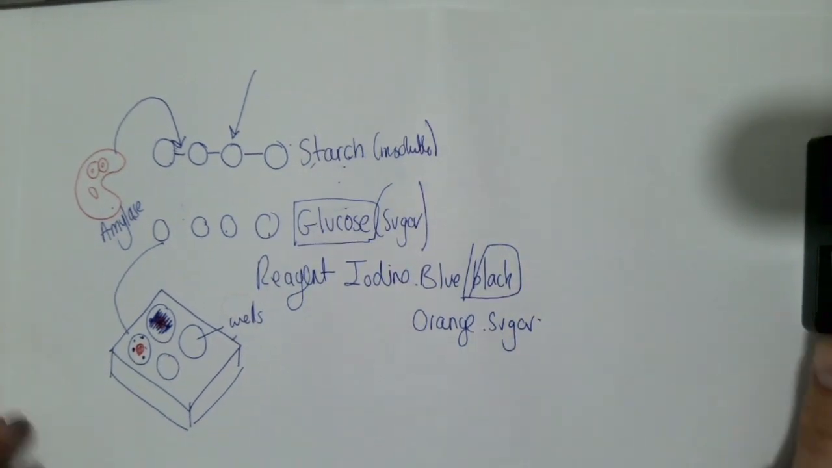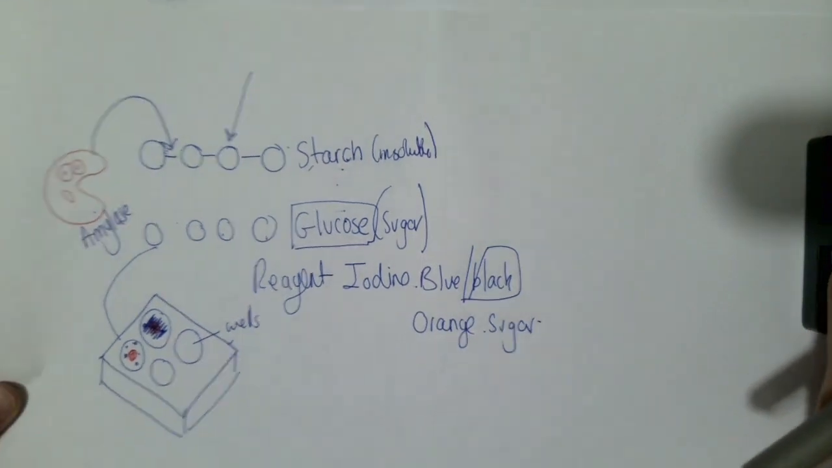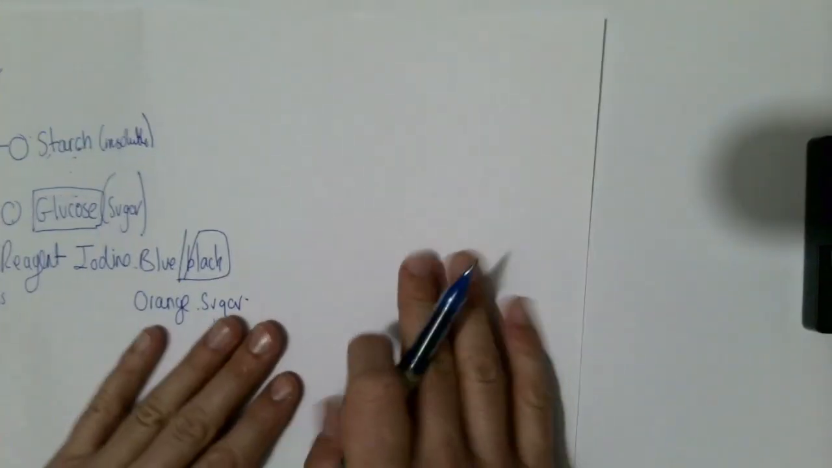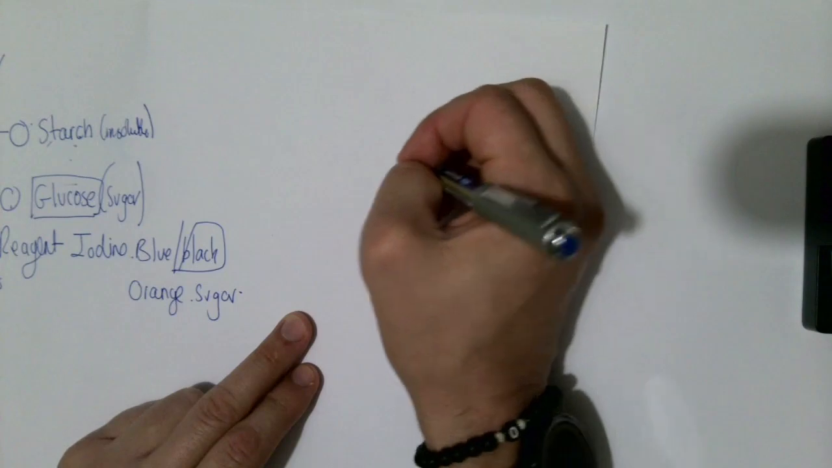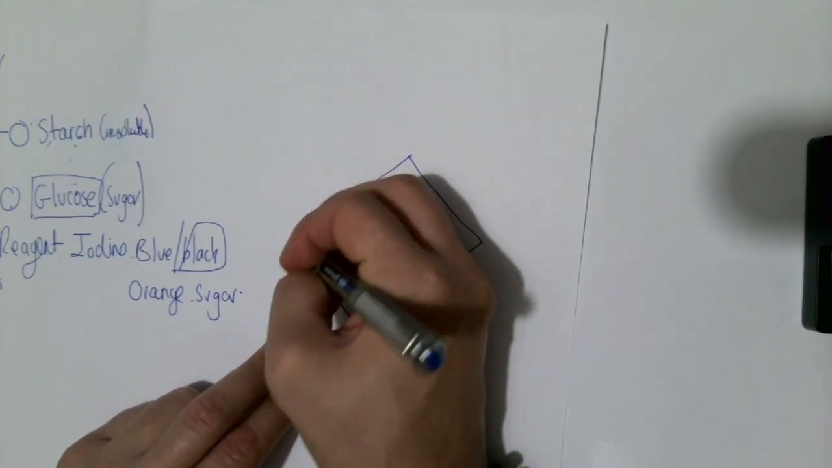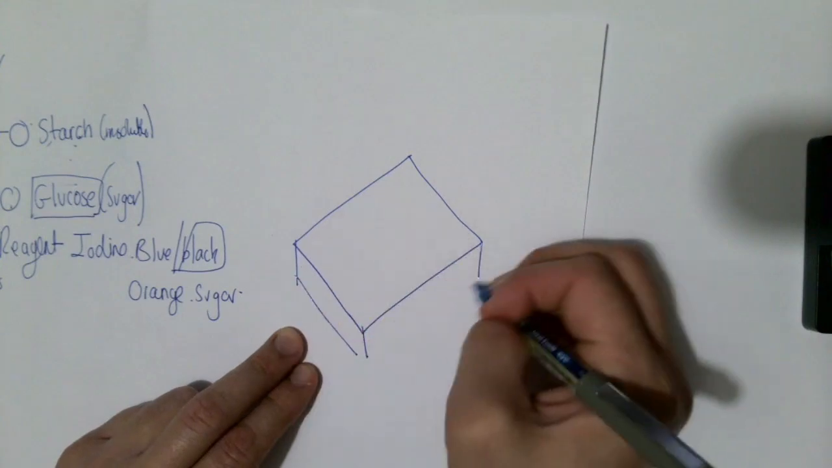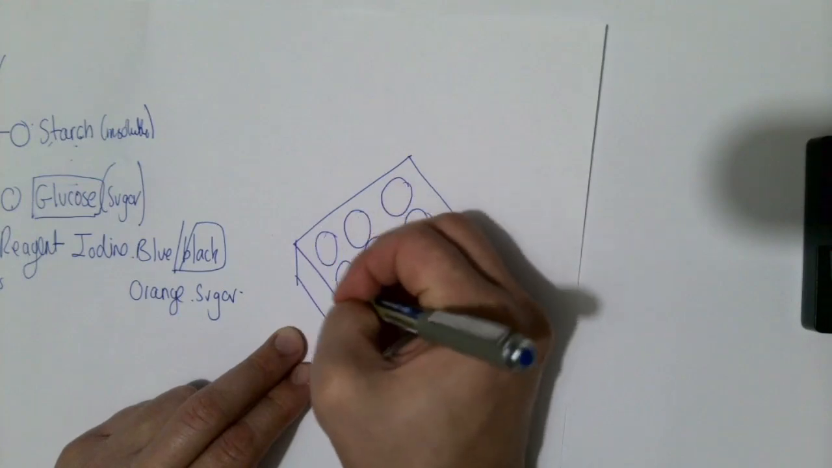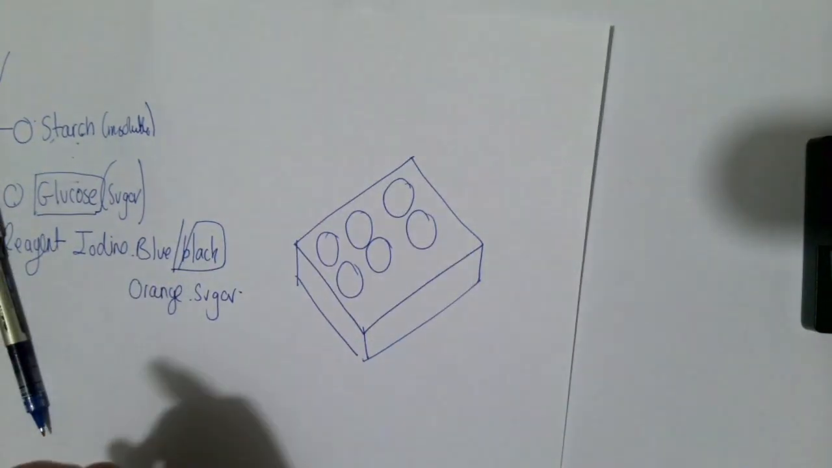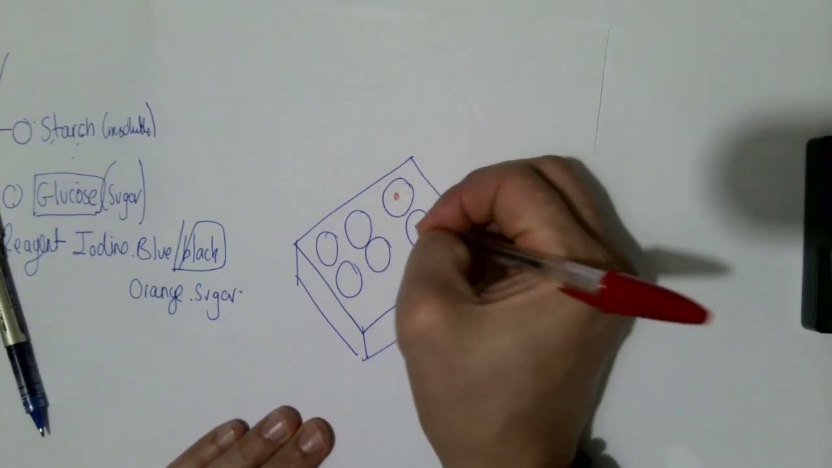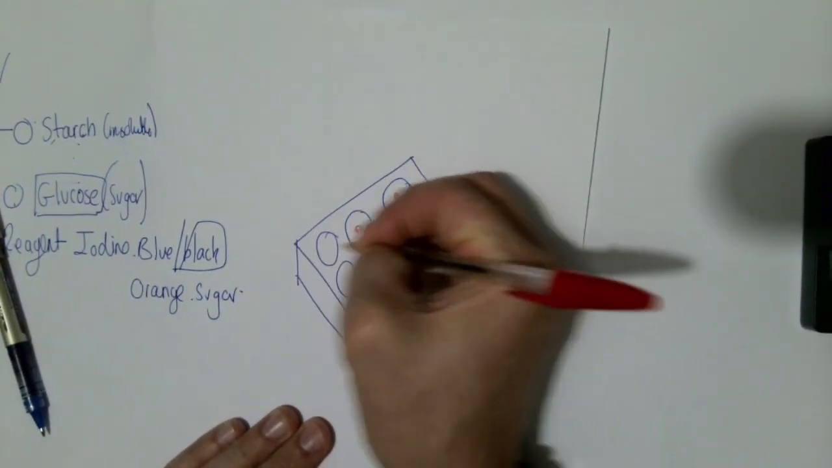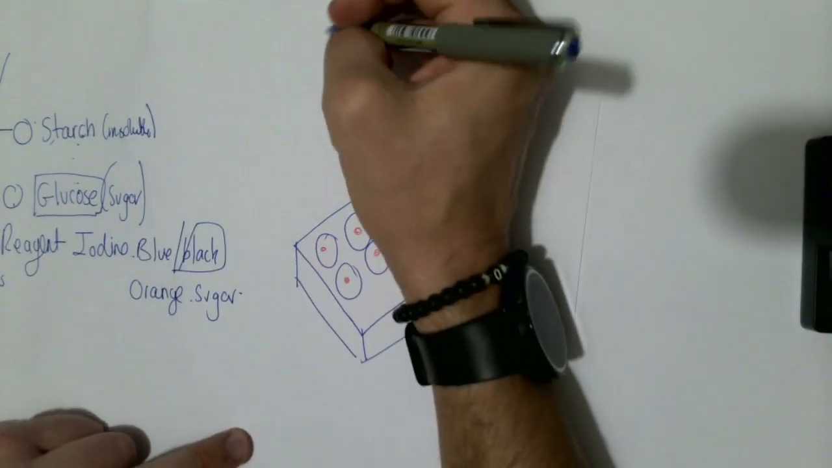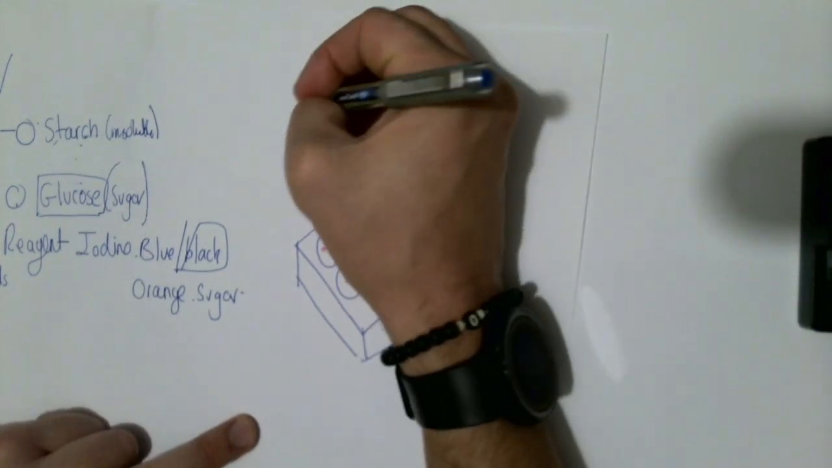So let's have a look now as to what we actually do within this experiment. Let's bring it back to our white tile, with the wells in. I'm just going to do 6. Right. What we're going to do is add our iodine into the wells, just a drop of that. And obviously, why do we do practical science? It's to look for a relationship. The relationship is what we change and what we measure.